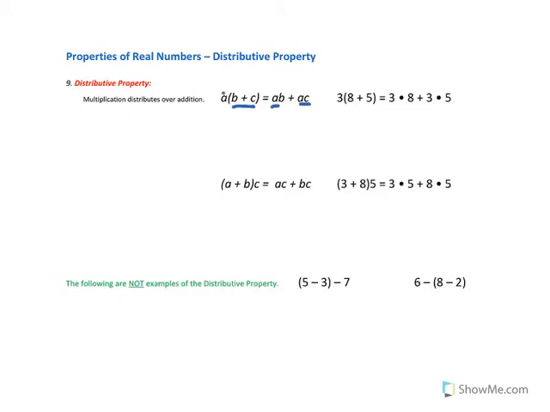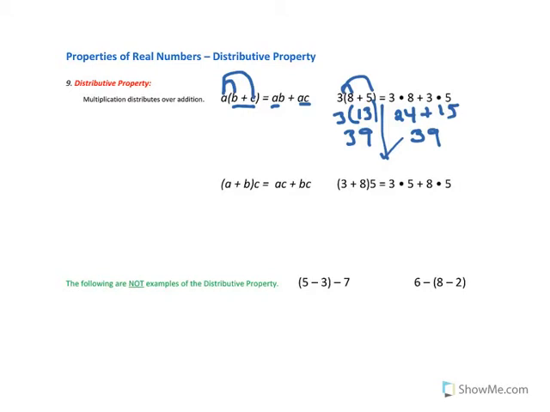So I'm taking this A and I'm distributing it over the B and the C. So 3 times 8 is 24, and 3 times 5 is 15. Add those together, I get 39. But if I use order of operations and not the distributive property, I'm going to get 3 times 13, which is also 39. Same answer, 2 different ways.